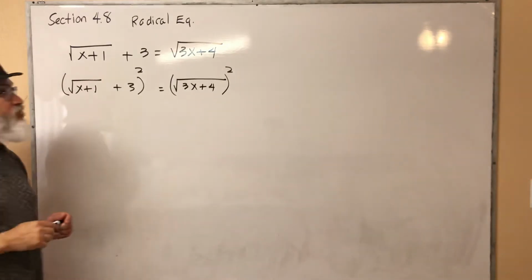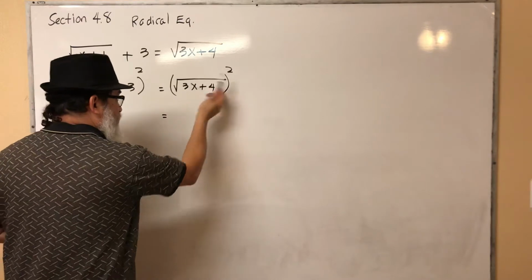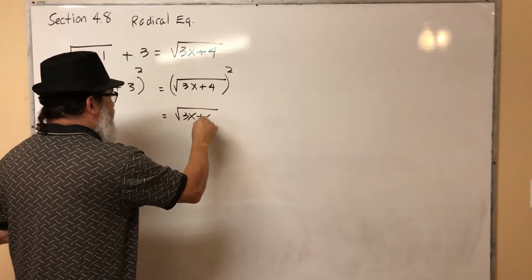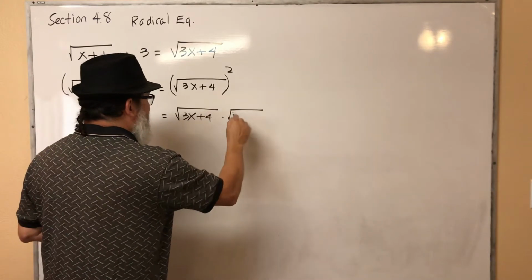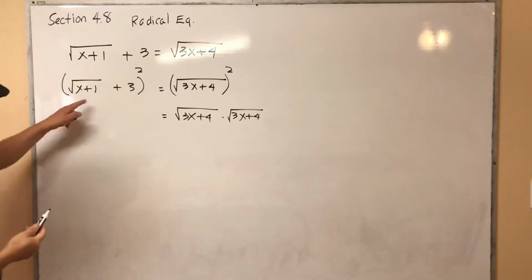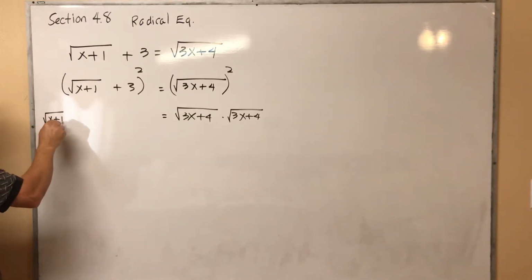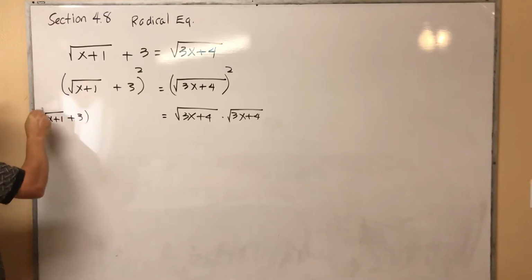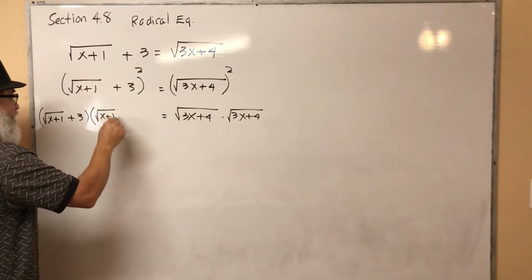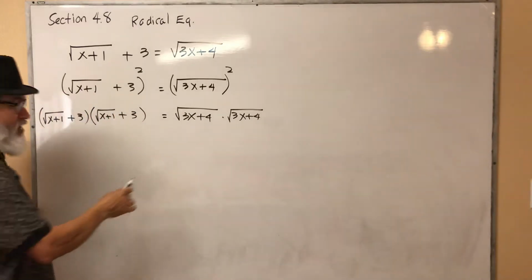Watch what happens when we square both sides. Watch this. I'm going to show you how to work. You square this, you get the square root of 3x plus 4 times the square root of 3x plus 4. You square this, you get the square root of x plus 1 plus 3 times the square root of x plus 1 plus 3. Okay? I'm showing you all the work.